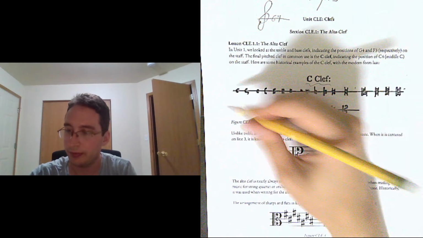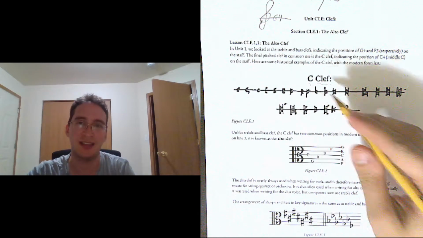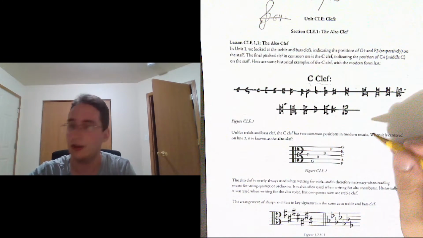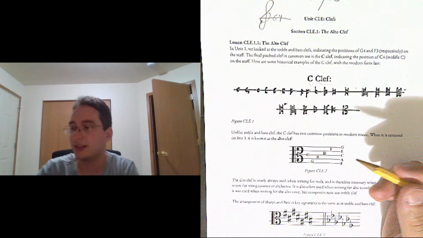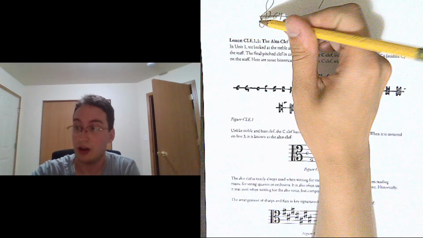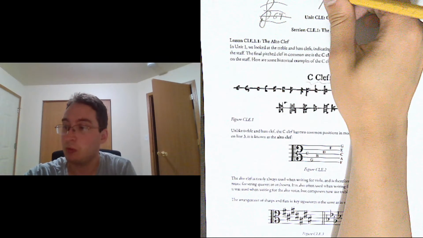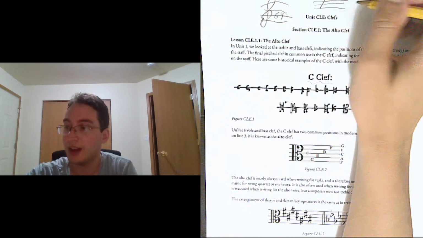Some historical versions really do look like a C. That makes sense, and then it got fancier and fancier, and nowadays it looks like this. The G clef has one common position on the second line of the staff. The F clef has one common position on the fourth line of the staff.